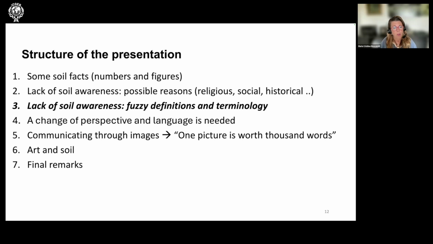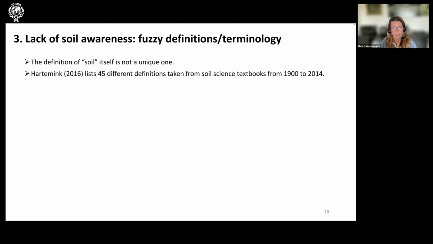Also, I ascribe the lack of soil awareness to a problem of fuzzy definitions of soil and terminology, so also a semantic issue. Let's talk about fuzzy definitions. The definition of soil is not a unique one. In a very nice review of 2016, Alfred Artemink listed 45 different definitions taken from soil science textbooks or articles, ranging from 1900 to 2014.